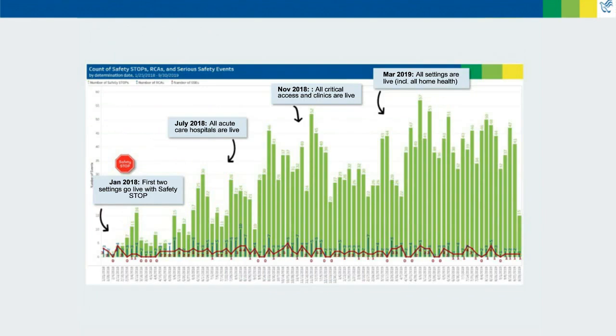This shows you the number of safety stops called, and you can see as we rolled it out, there were more and more safety stops called. The red line indicates serious safety events. The blue lines indicate RCAs. So you can see that we have more RCAs than serious safety events, and that's because we, again, consider something red if it has a high likelihood of occurring or a high likelihood of causing harm. It does not have to cause harm. We have moved now to the point where about 50% of our RCAs across our system are for close calls, which is something we were very happy to see.